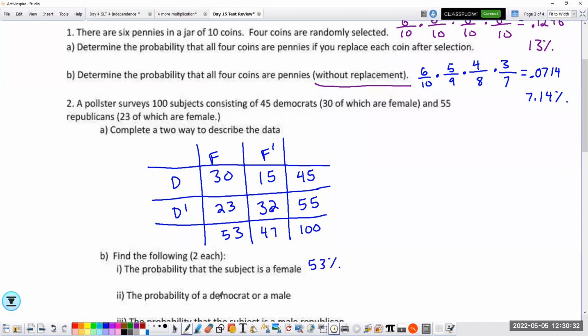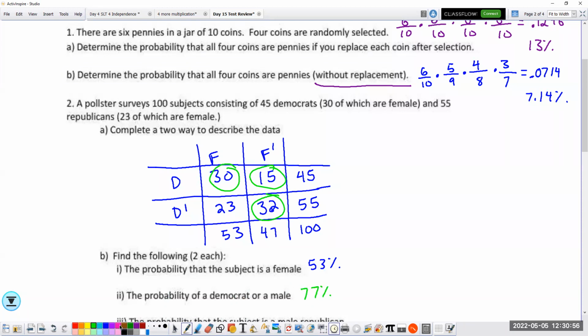Find the probability that is a Democrat or male. So I'm going to grab a brighter color. So I'm going to look at these 4 more stratified values. Here are my Democrats. And then I also have the male Republicans. So I'm going to add them in. And when I add up those numbers, I get 77%.